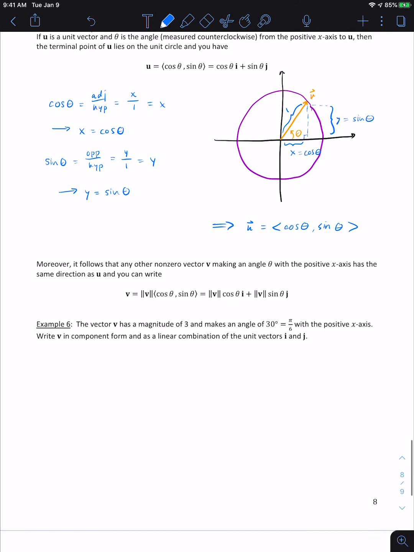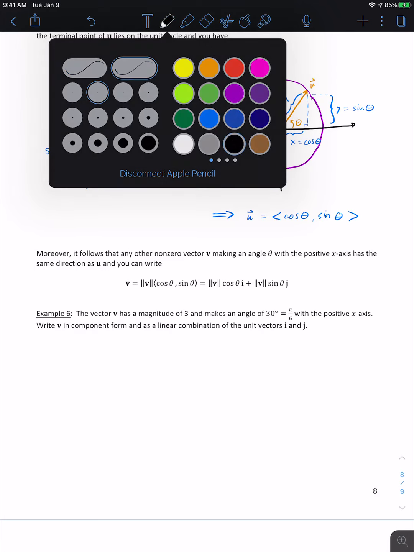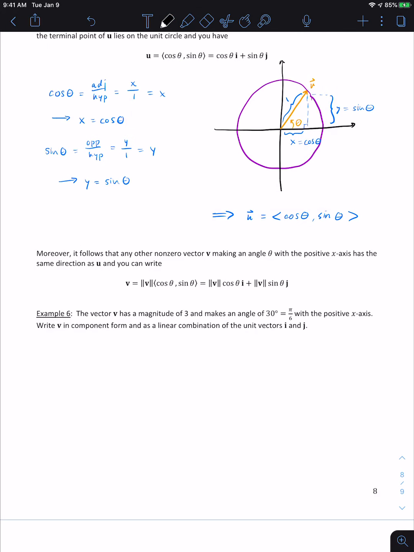Okay, so let's look at example 6. The vector v has magnitude 3 and makes an angle of 30 degrees, which is equal to pi over 6, with the positive x-axis. Write v in component form and as a linear combination of the unit vectors i and j. All right. So v, what do we know about v? We know it has a magnitude of 3, and we know that it has an angle of pi over 6.